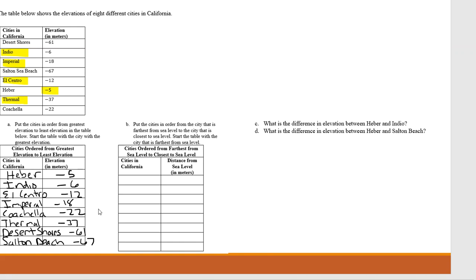Okay, now we have all of these in order from greatest elevation to least elevation. Okay, the next one says put the cities in order from the city that is farthest from sea level to the city that is closest to sea level. Start the table with the city that is farthest from sea level.